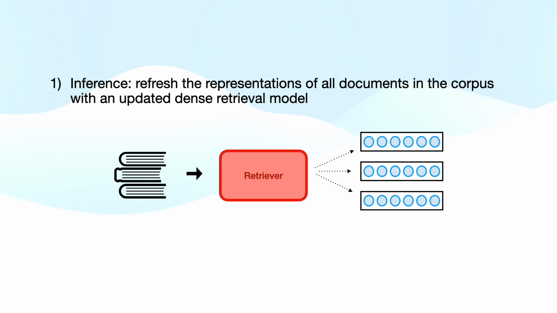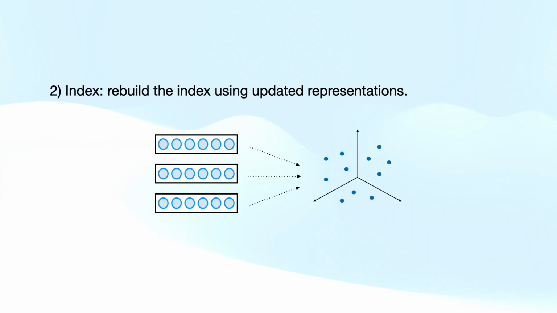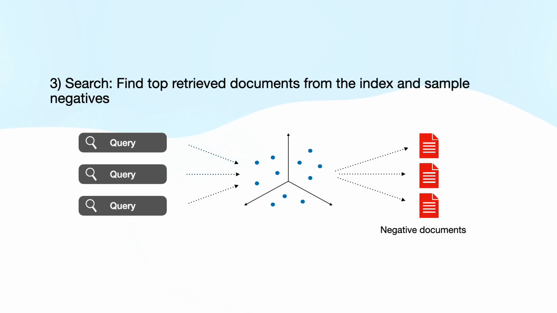First, in the inference stage, you refresh the representations of all documents in the corpus with an updated dense retrieval model. Second, in the index stage, you rebuild the index using the updated representations. Finally, in the search stage, you retrieve the top documents from the index for each query and sample negatives by excluding the positive documents. The second and third stage, building the index and searching for negatives, can be efficient when using tools that are made for fast similarity search, such as FAISS.